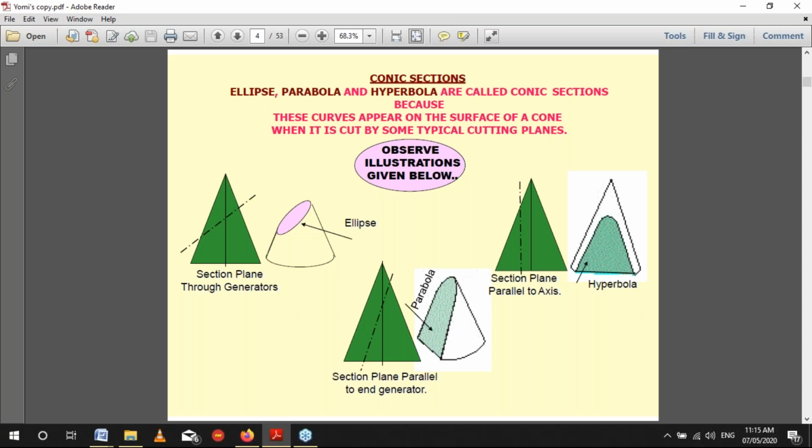Now let's look at the loci points. The locus of a point is the path taken by the point as it moves in space. For example, if a point moves on a plane in such a way that it keeps its distance constant from a fixed straight line, the locus of the point is a straight line parallel to and at a distance equal to the given distance. So these are the examples.